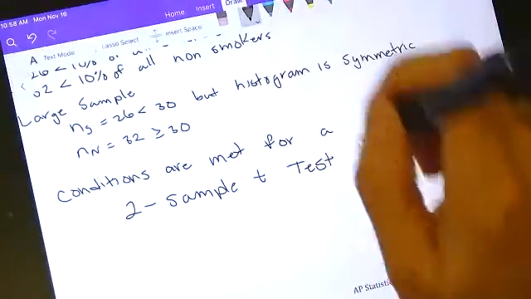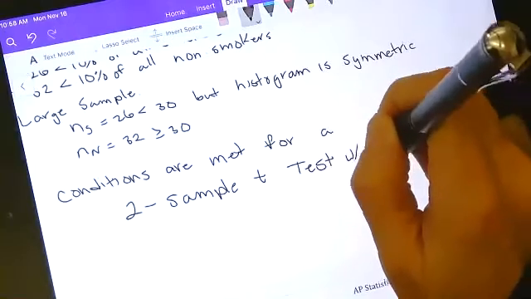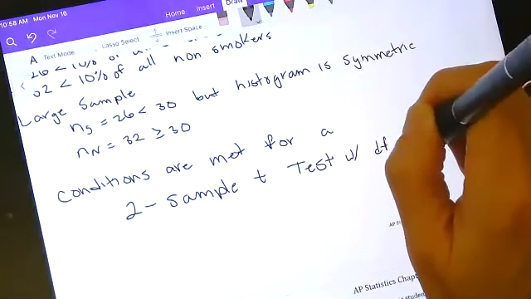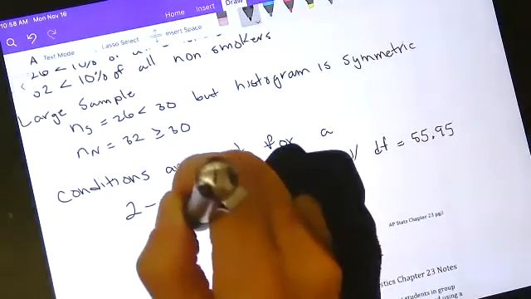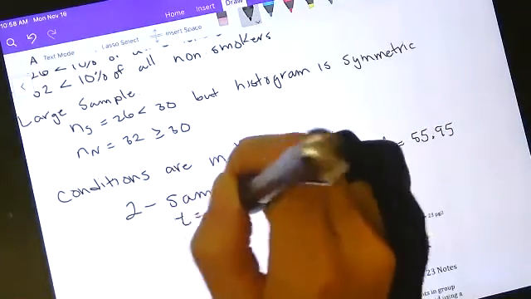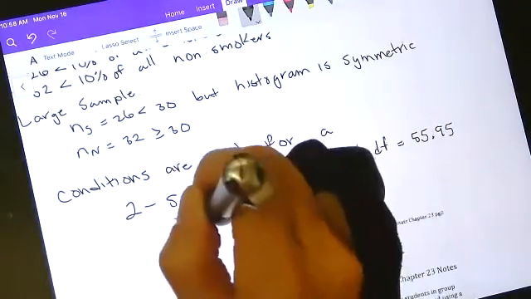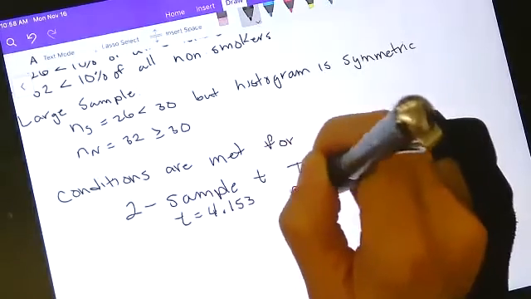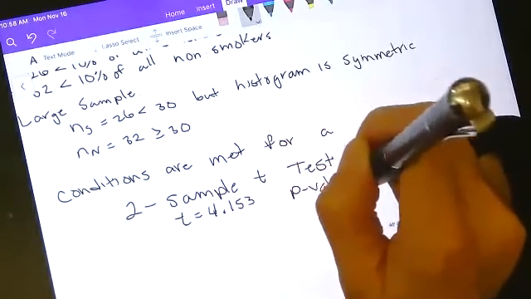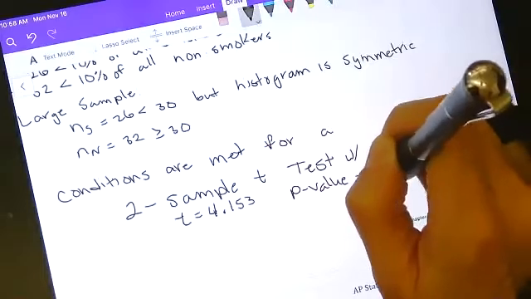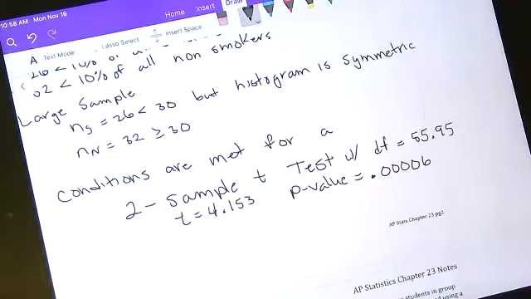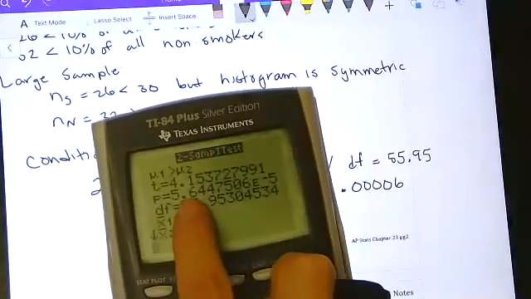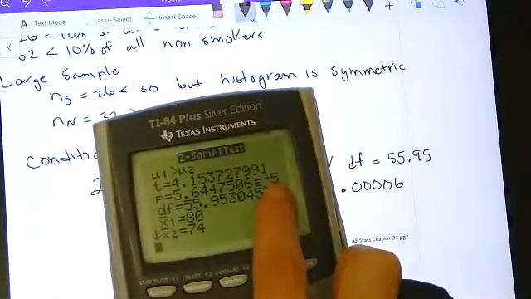We have our degrees of freedom equal to 55.95. My t-statistic was 4.153. And my p-value is in scientific notation. It's 0.00006. Scientific notation means I take that decimal right there and I move it 5 places over to the right.